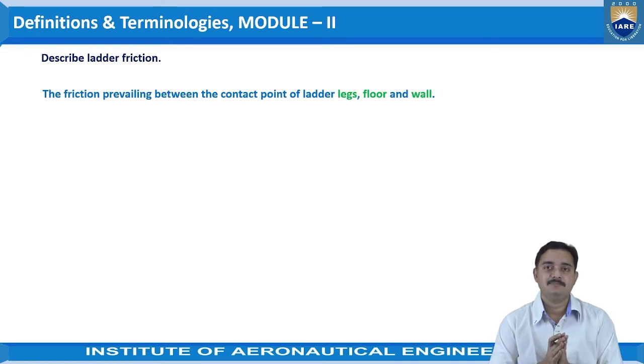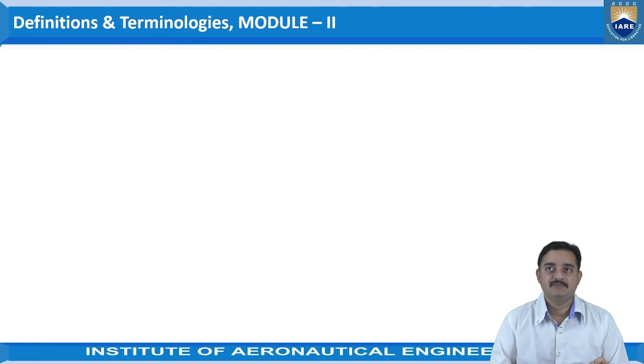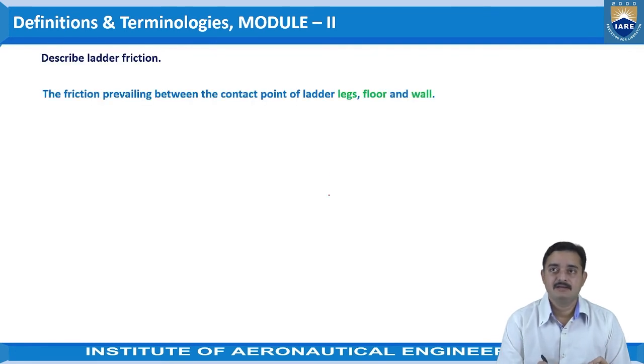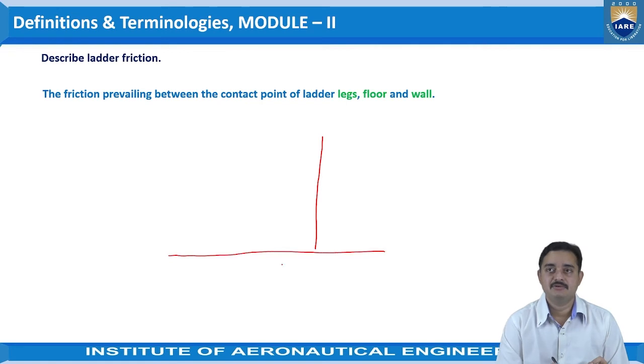So when the ladder is being placed against the wall, the friction acting here would be at the contact points. Let us consider this is the wall and this is the floor, and a ladder is being placed here like this. The ladder's representation is given as A and B.